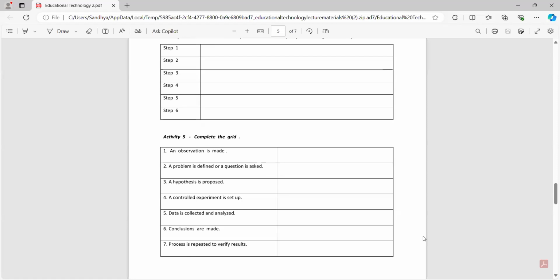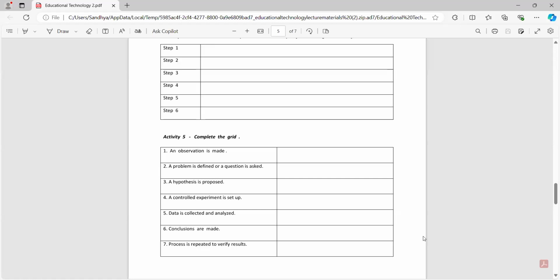Then a controlled experiment is set up, carried out, a study. Data is collected and analyzed. Conclusions are made. Process is repeated to verify results. Now, if the hypothesis is proved, your students have learned much better because of the language lab. Then you're going to do it again and do it again before you actually share your knowledge with others.